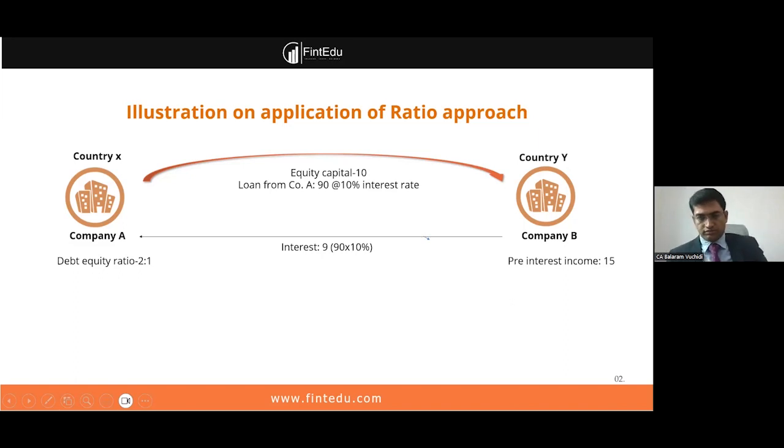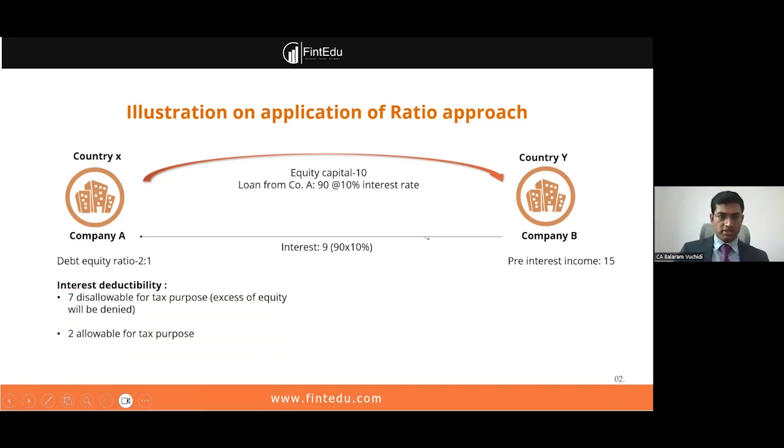And if that is the ratio given, if this is a scenario, how much amount can be taken as deductible amount and how much cannot be taken as deductible amount? So interest on this 90 dirhams is going to be 9 dirhams. If you see the debt equity ratio is 2:1, and the equity amount for that company is going to be 10 dirhams.